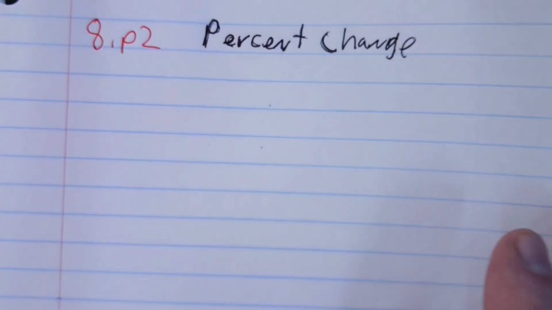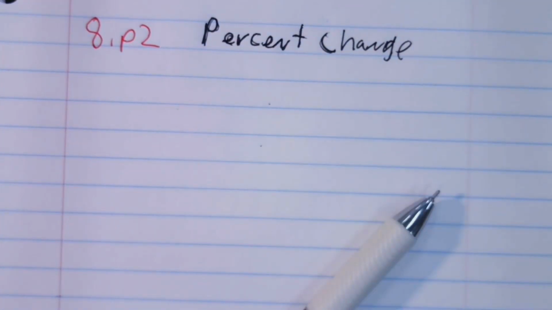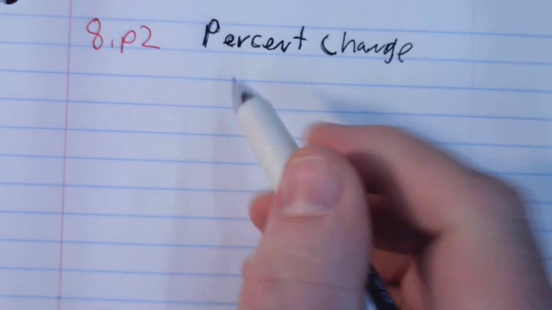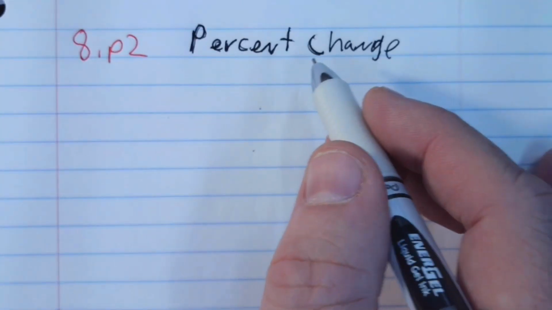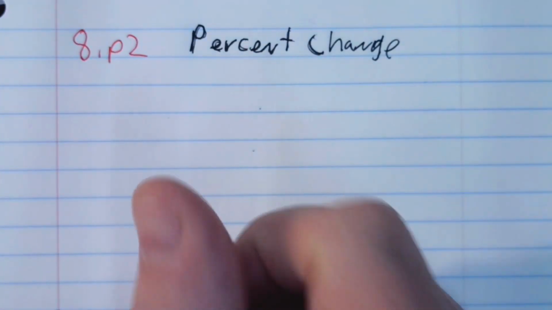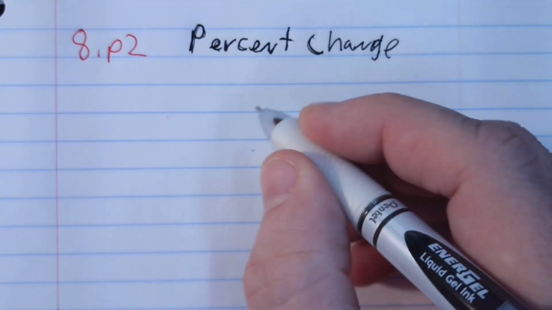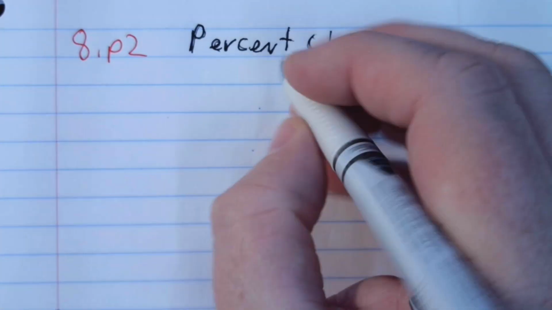We're just going to add just a little bit today because you took a quiz. We're going to add percent change. And so I'm going to write a little formula here. Some people can just look at it and figure it out. Most people cannot.